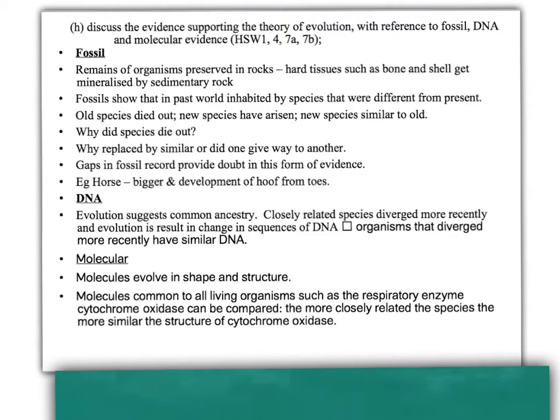One of the problems with evolution is that we can't actually see it happening in front of us because it happens over such a long period of time, but there is some evidence that we can call upon to try and support the fact that there are changes in the structure and characteristics of organisms within a species, and that speciation has occurred. So the various things you've got to know about are fossils, DNA, and molecular evidence. So let's deal with this one by one.